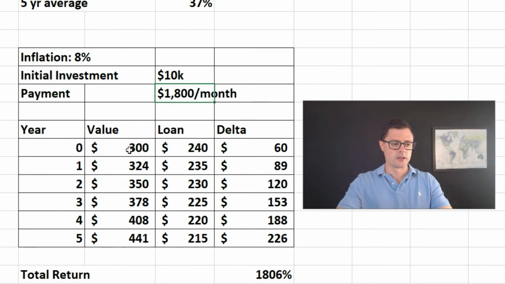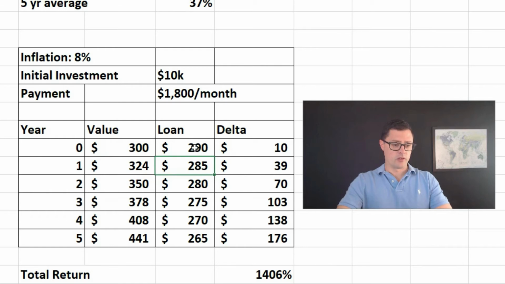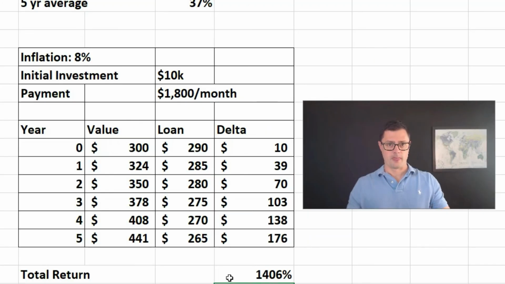All right, so again, we start at $300,000. Our loan balance is going to be about $290,000. And we can see, we're going to have the same basic decrease, $5,000 a year. And at the end of year 5, we have $176,000 in equity from our $10,000. So this is a 1,406% return, averaging 281% over 5 years. I think this really helps to explain why the average homeowner has 40 times more wealth than the average renter.